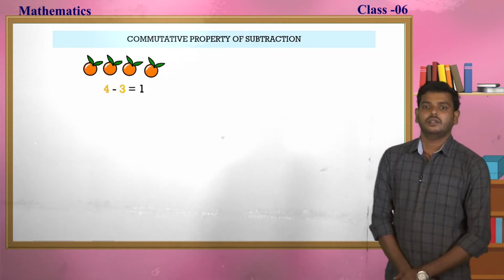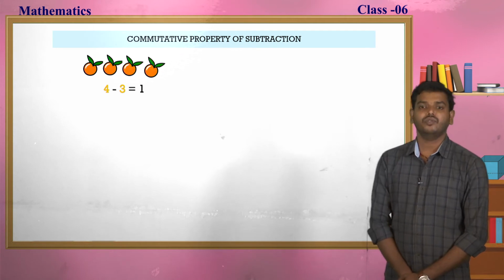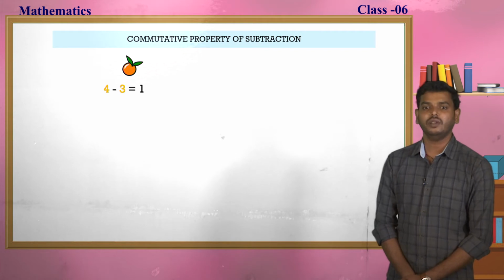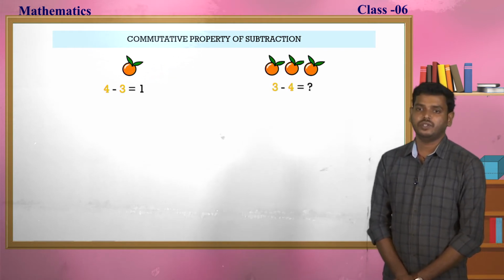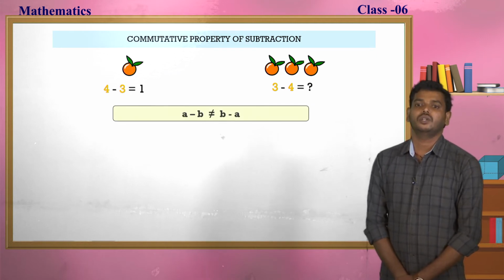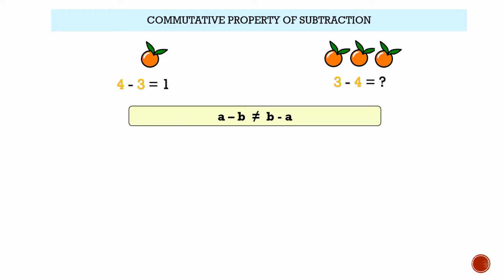Next, we will come to commutative property of subtraction. Here we have 4 oranges, from that 3 I will subtract, so the answer will be 1. And here we have 3 oranges, out of this 4 cannot be subtracted. Is it correct, children? So, by this I can say that A minus B is not equal to B minus A. And also I can state that commutative property is not closed under subtraction.